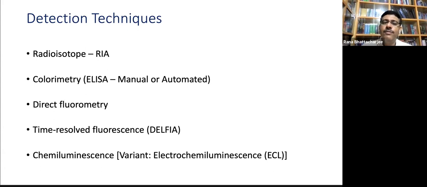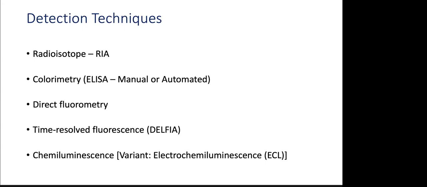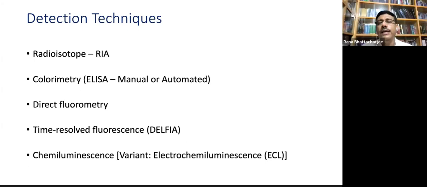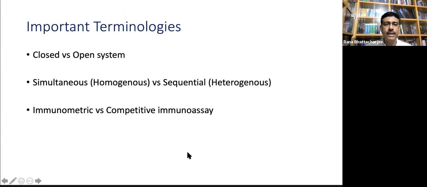So this is a variant of fluorescent assay where the signal generation is artificially delayed so that background noise can be avoided. And the most commonly used technique is chemiluminescence or its variant, electrochemiluminescence, where the light signal is emitted, and depending on the intensity of light signal, the sensor can detect the amount of analyte within a sample after the antibody antigen reaction. So I will talk about this in detail later on.